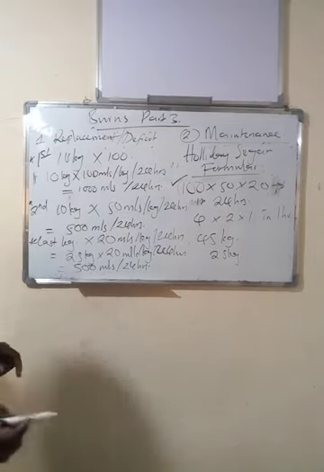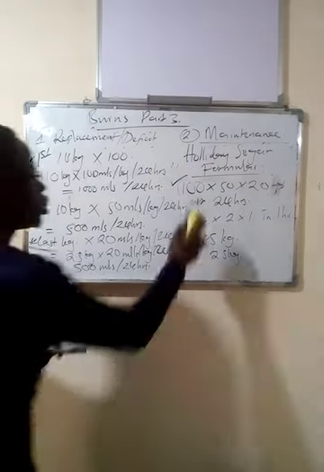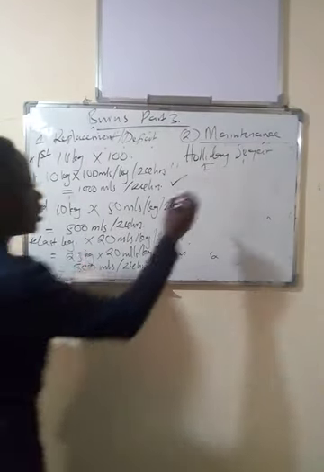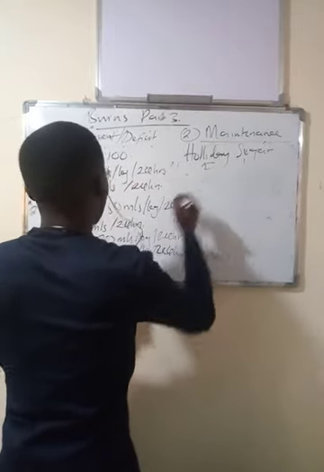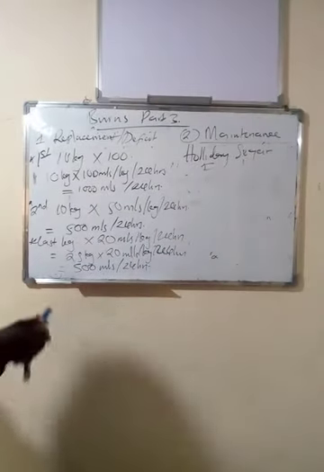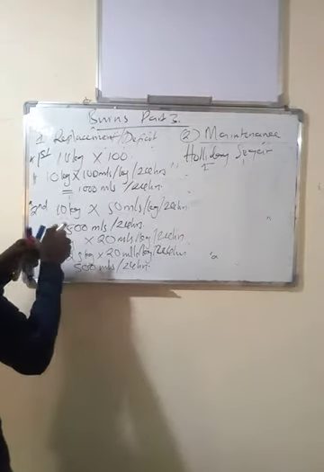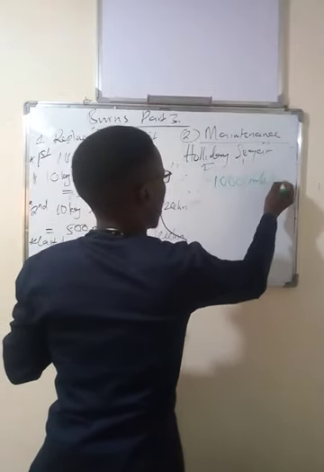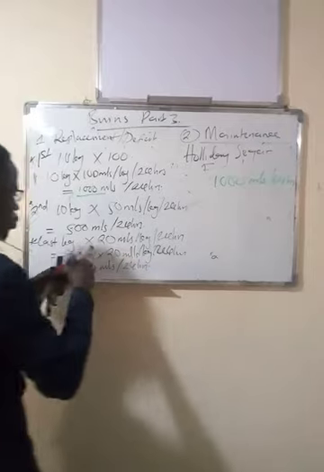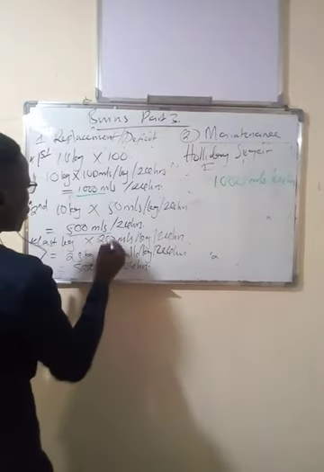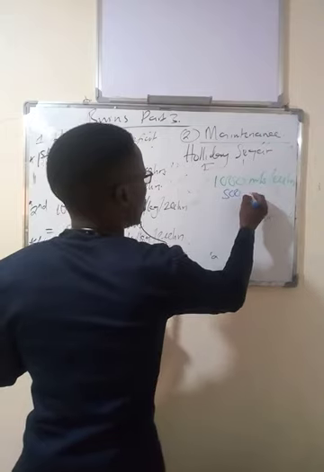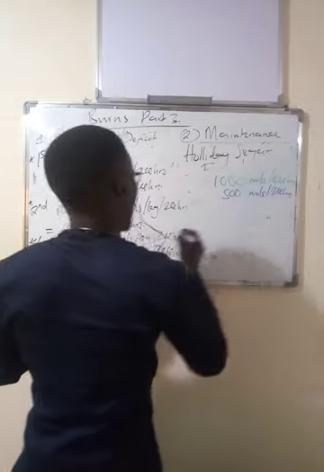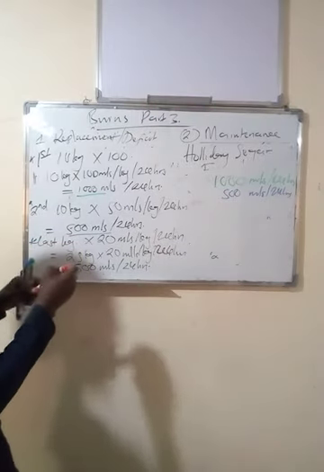Okay, so if we are to add the total maintenance, it is going to be equal to the first 10 kg, which we had what? Let me try to use different colors. We had the first 10 here, which was 1000 mL per 24 hours. Then we also had the second one, which was 500 mL per 24 hours. And then the last one that we have is 500 mL per 24 hours.